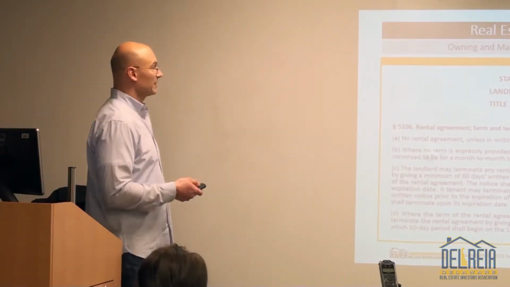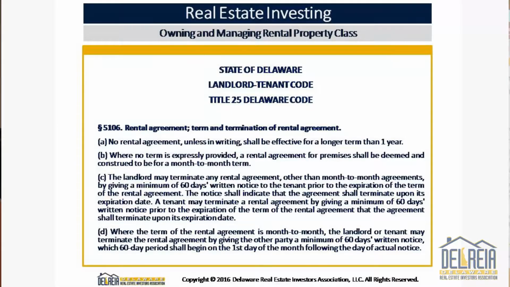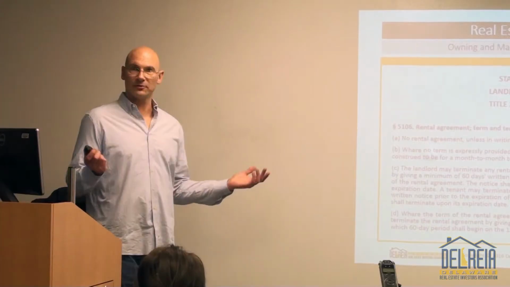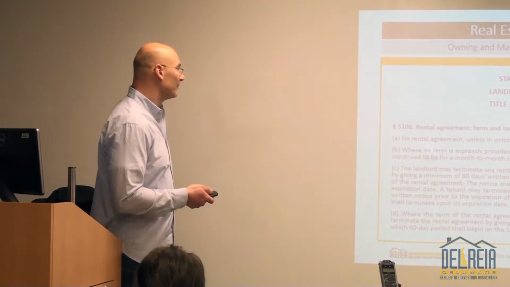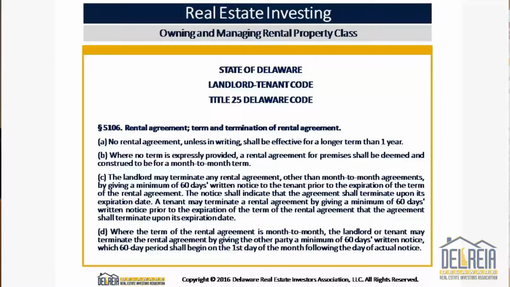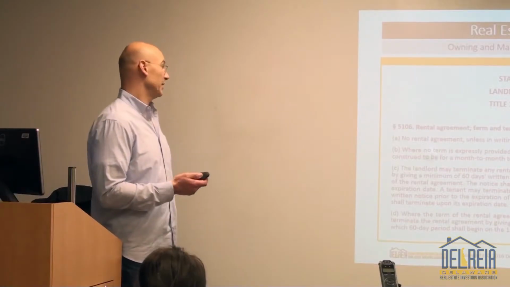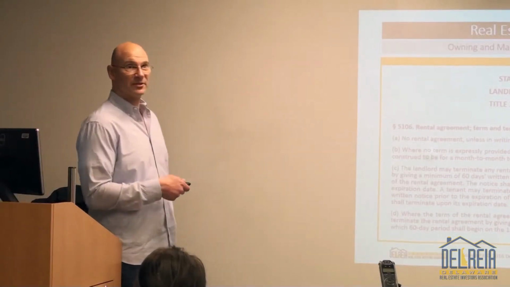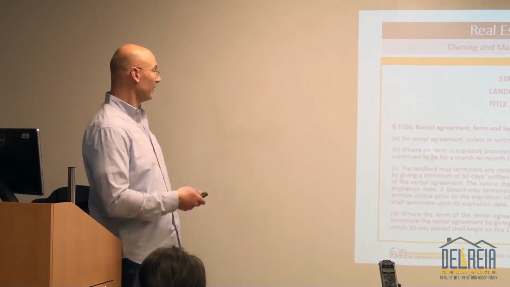So rental agreements, the term and termination of a rental agreement. All right, so no rental agreement, unless it's in writing, shall be effective for longer than 1 year. That's not hard to understand. Where no term is provided, a rental agreement for premises shall be deemed and construed to be for month to month. Right? Pretty easy. Nobody said there was a term. What do you assume? Month to month.